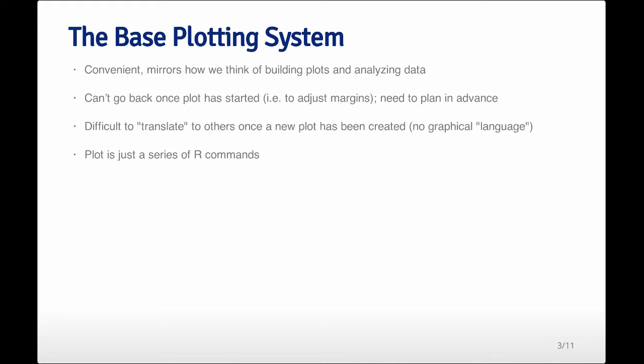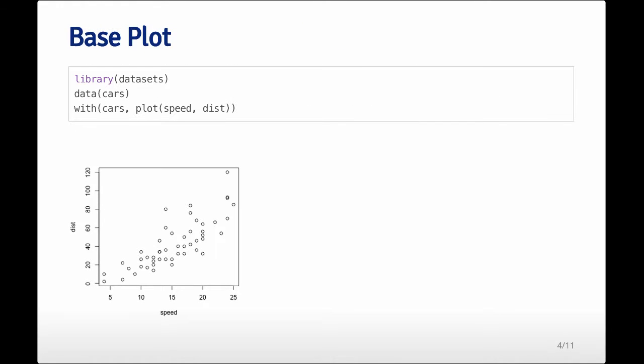Another drawback with the base plotting system is that because you have so much control over the system, you therefore have to control everything, and set everything very carefully if you don't like the default values. Here's an example of a very simple base plot. I've used a data set called the cars data set, which shows the speed at which a car is moving and the distance it takes to bring the car to a full stop. It's just a simple scatter plot with speed on the x-axis and distance on the y-axis. And so base plots look like this.